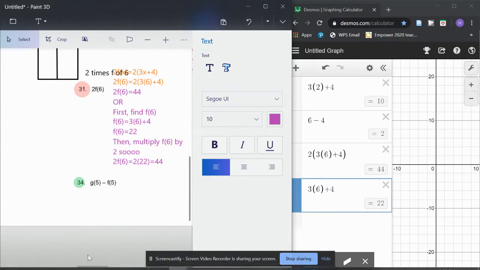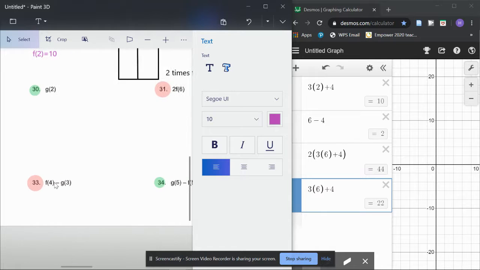The last example we're going to do on this page is 33 right here. So now we're using two functions together. We're doing f of 4 minus g of 3. So I think the easiest way to do this is find f of 4, find g of 3, and then subtract them.